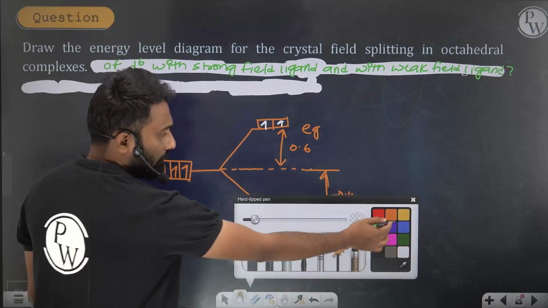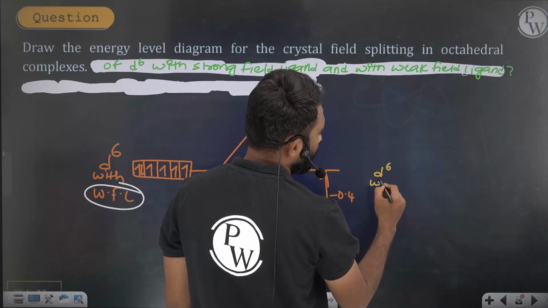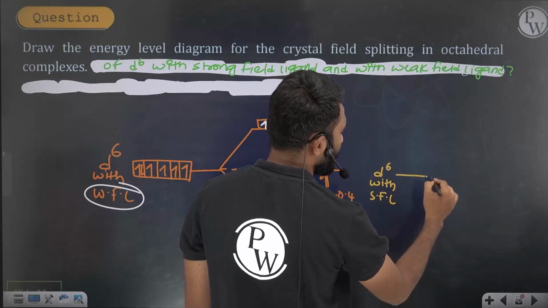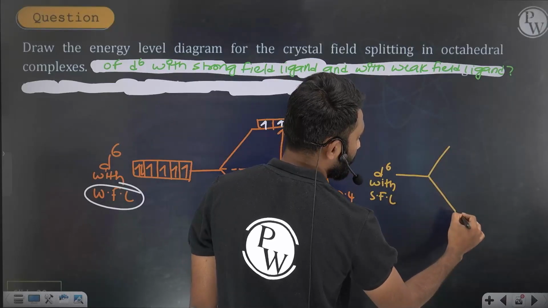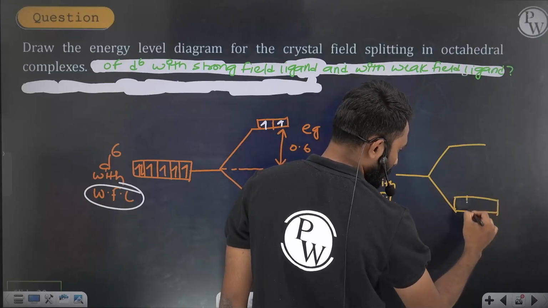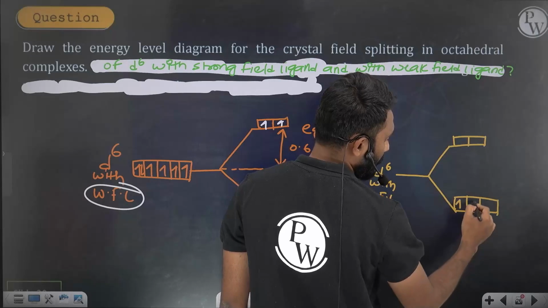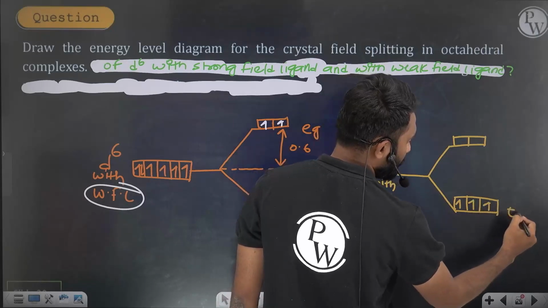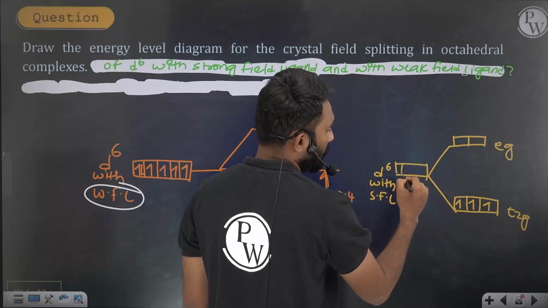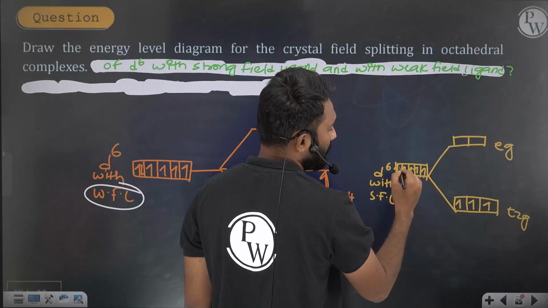Next, d6 with a strong field ligand. D6 with the strong field ligand. 1 2 3, this is t2g, so this is Eg. Okay, 1 2 3, 1 2 3 4 5, and in this 6.